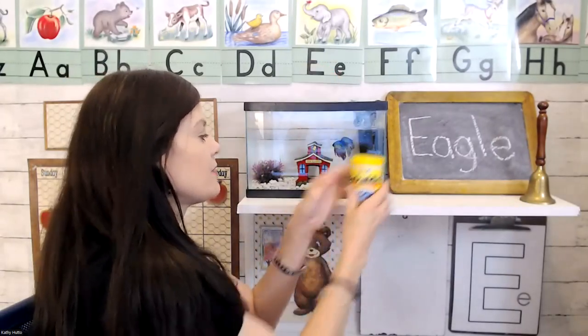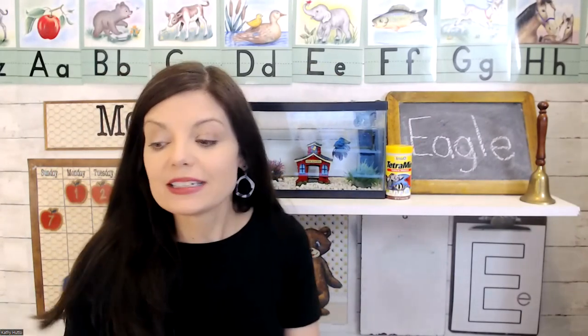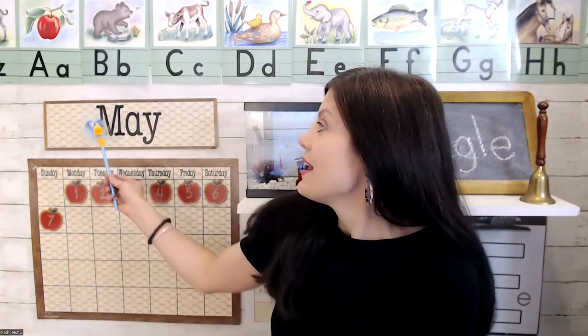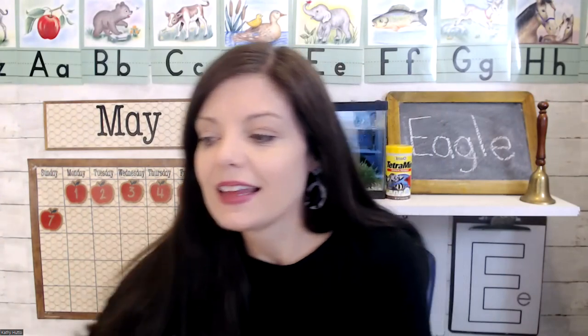Well, now that we have fed Fred, let's turn around and see what day it is today. I'm using my bird pointer because today we're learning about birds, or at least the eagle. The month is May, and let's reach into our can and see how we're going to count.